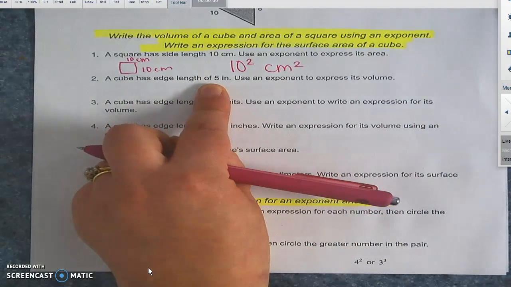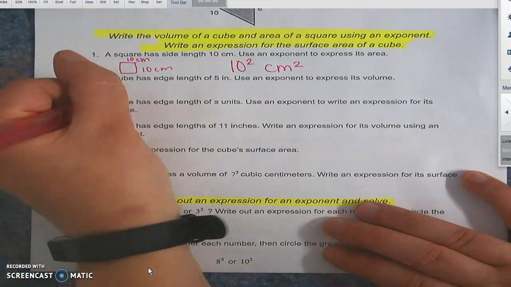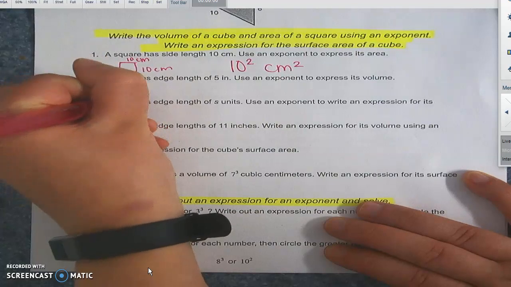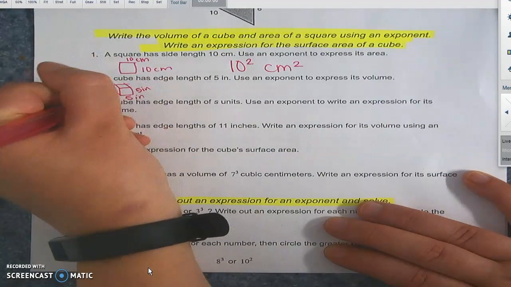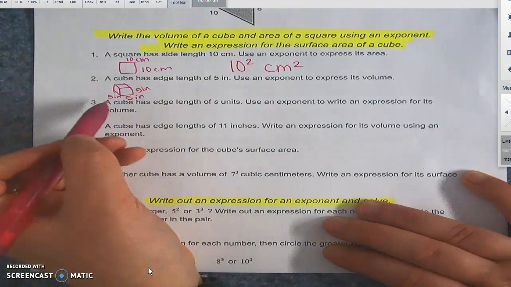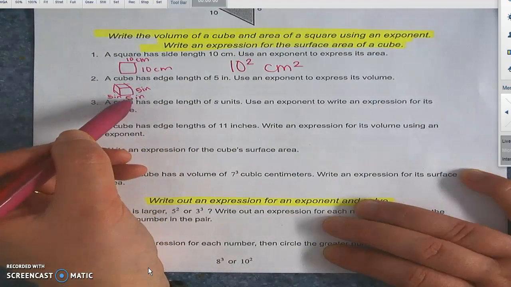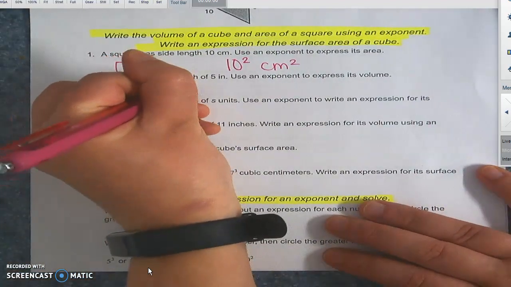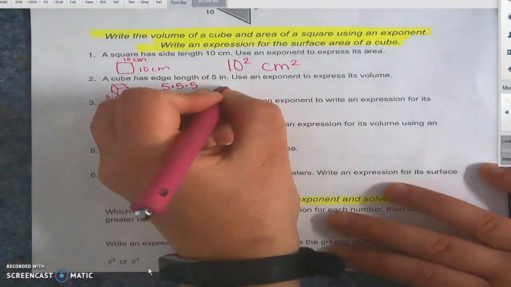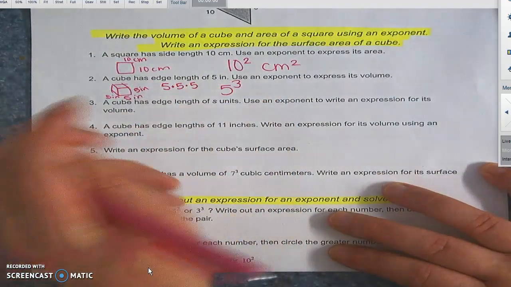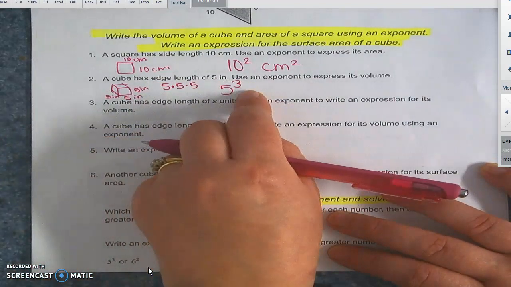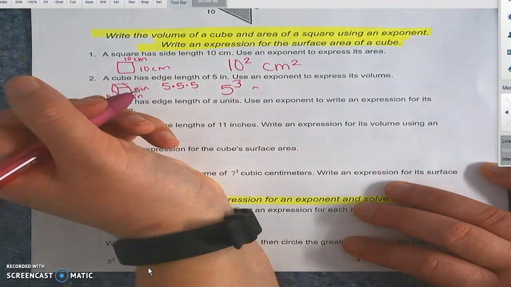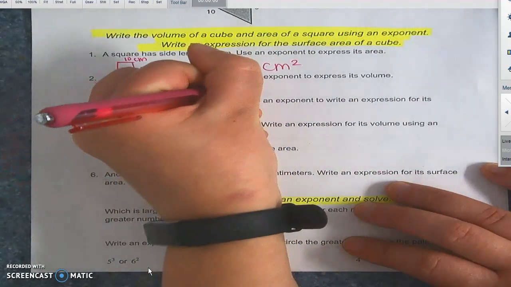Use an exponent to express its volume. So this time it's a cube, its edge length is 5 inches by 5 inches by 5 inches. To find its volume, I would do 5 times 5 times 5. My shorter way of writing that is 5 to the third power, or 5 cubed. My little number is a 3, and I have 3 5s there. And this is volume, so it's cubic inches.